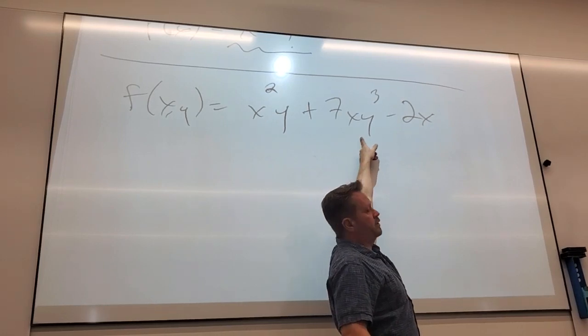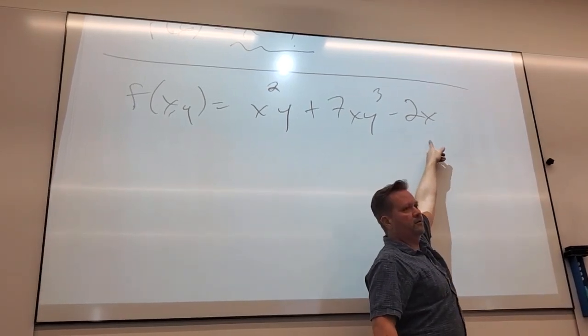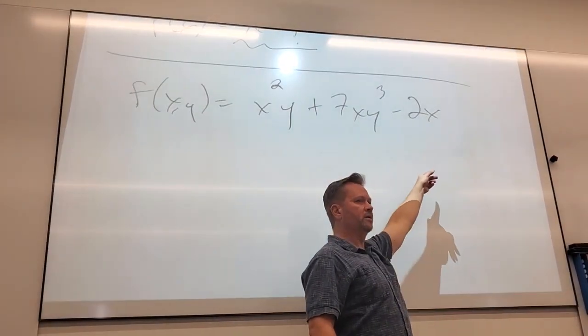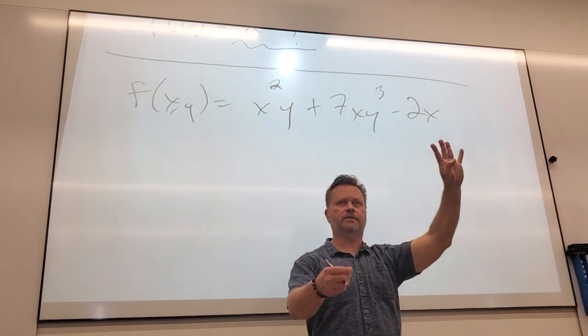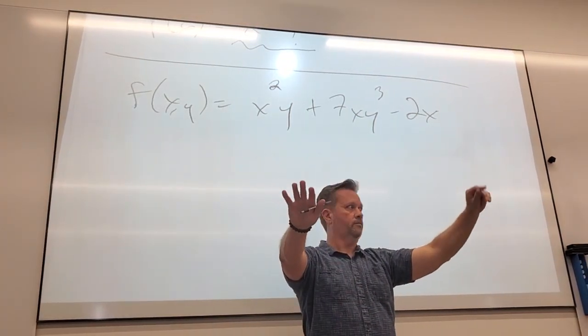What's this guy? The fourth degree. And what's that guy? First degree. So what's the degree of the polynomial? Fourth, because that's the highest degree I see.